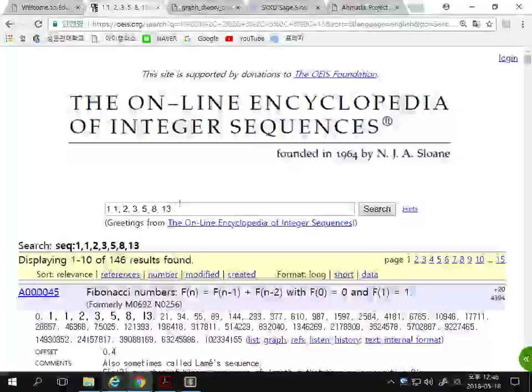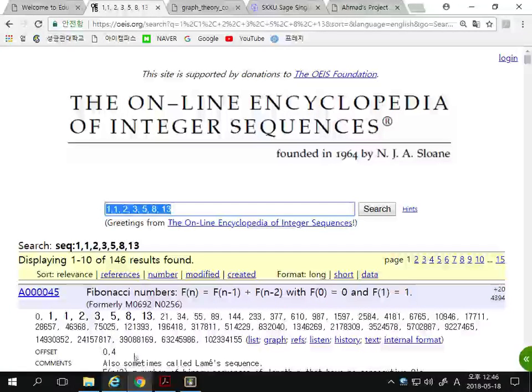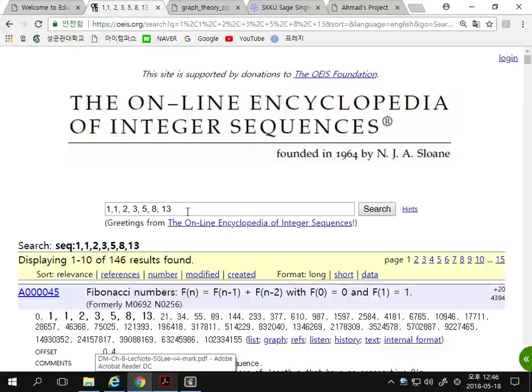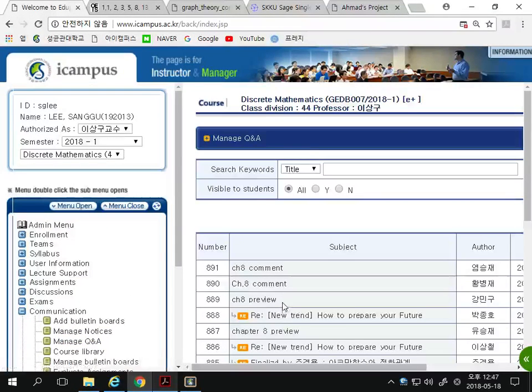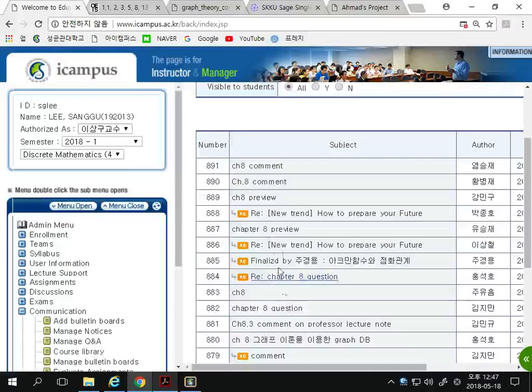So if you have any sequence of numbers, you can easily check whether it has been studied by others before. So you don't have to waste your time on research which was done by others before. But if you don't find anything from here, then you may try to find an answer yourself. Okay, now I think you are ready to start.